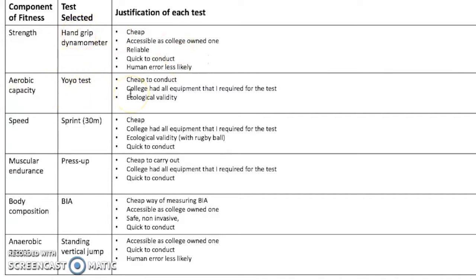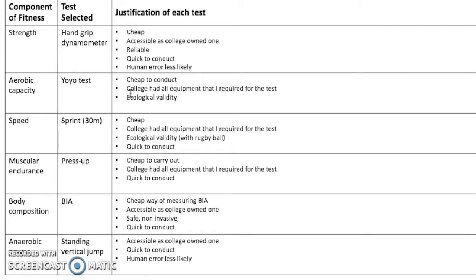The yo-yo test I chose was, again, accessible, quick to carry out, and the equipment was very cheap. The college had access to all the equipment that was actually needed. The test also has short periods at which the players can catch their breath and aren't continually running, which I thought was really good, as in a rugby match, players aren't continually running. They've got times where they're sprinting and periods of walking or jogging when the ball isn't near them. And so this enhances the ecological validity of the test, as it reflects more of a game-like rugby situation.